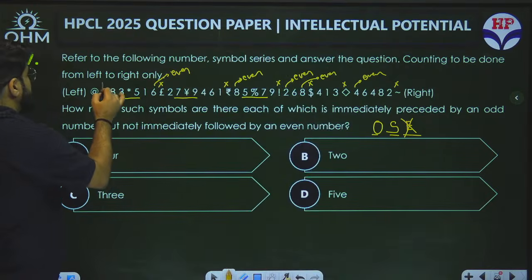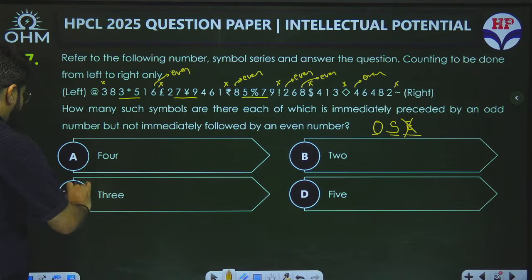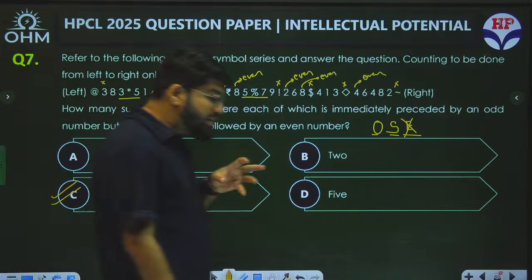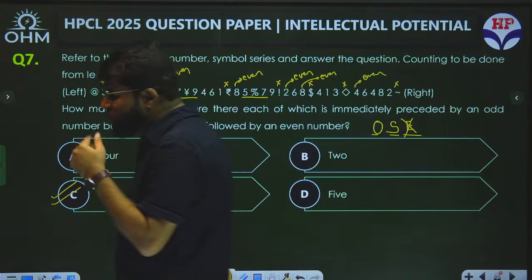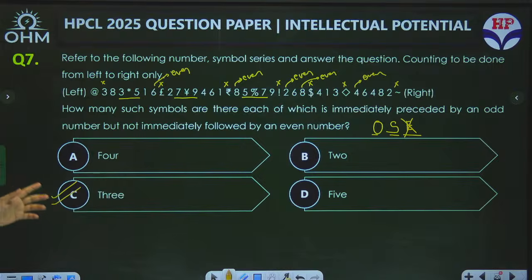Okay, this was also not to be counted. So how many countings? Actually 3 only. 1, 2 and 3. Just verify once. Okay, 1, 2 and 3. Okay, only 3 symbols come into the picture as per the rule to be followed. Before it odd, after it not even. So some are basic, basic brain puzzles. Very basic. You don't have to apply a lot of logic, but you have to solve it with concentration and understand what they are asking.